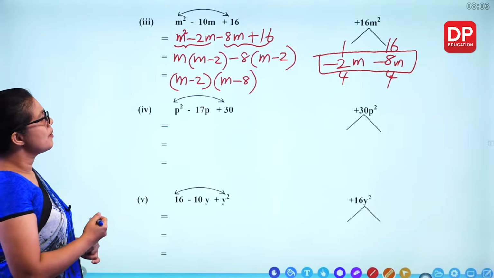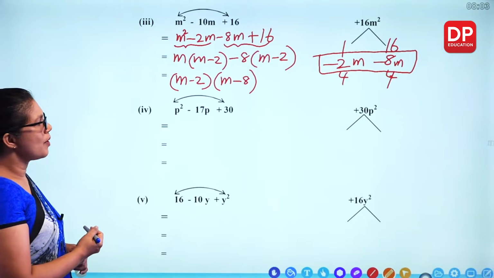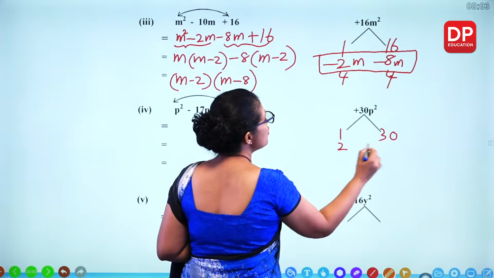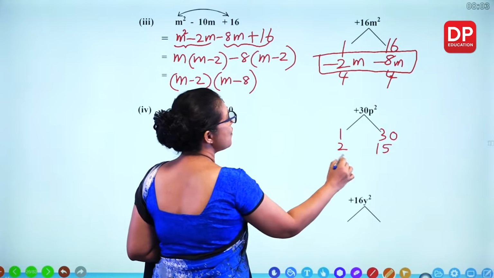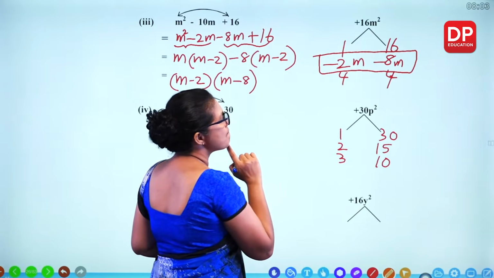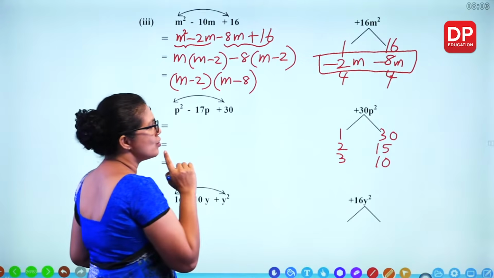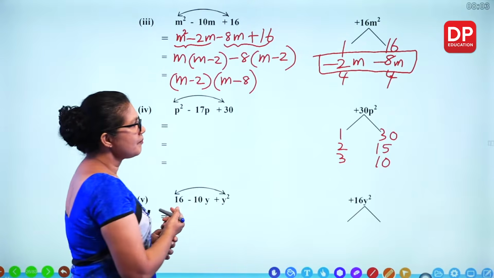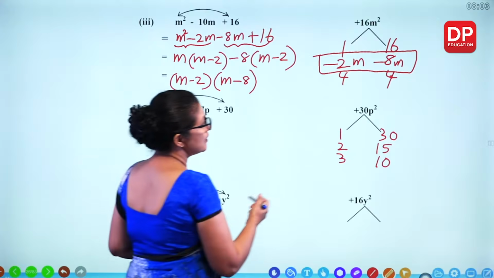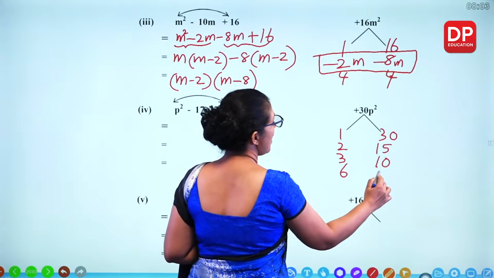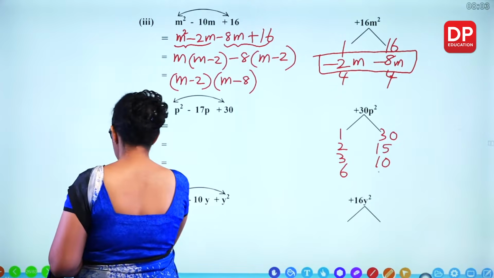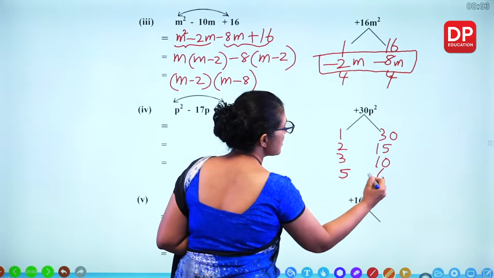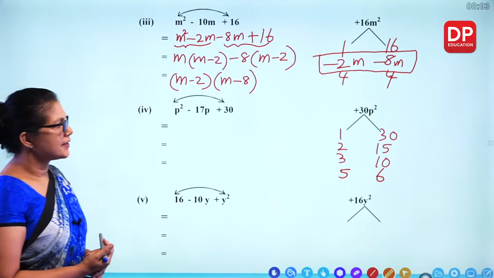This one, p squared into 30, 30p squared. What are the factors of 30? 1 and 30, 2 with 15, 3 with 10. Can we get 4? No. Then that's all. What about 6? 6 times 5. So that means I can write 5 times 6. So those are the factors.